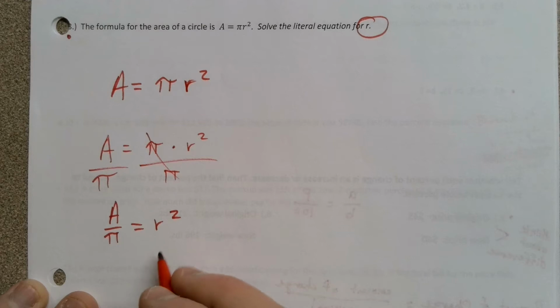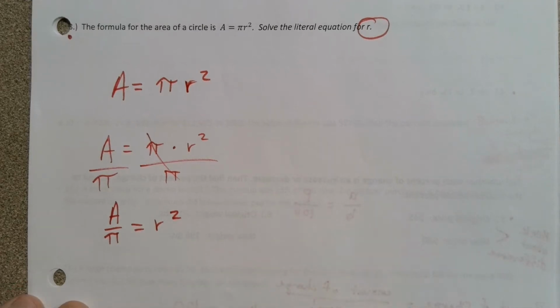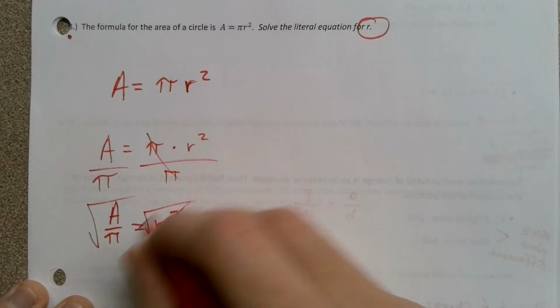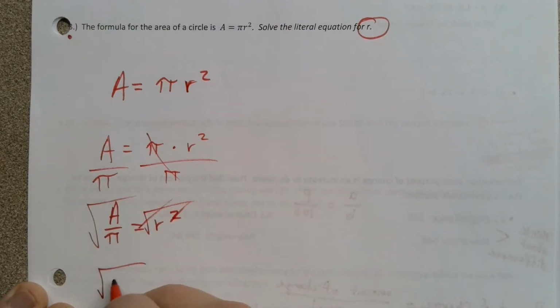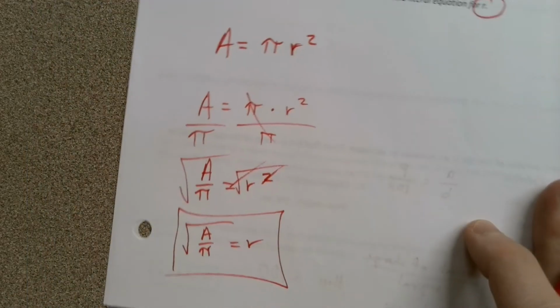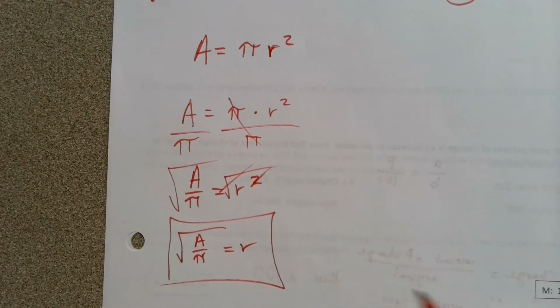To undo a square, we're going to do the square root. So I'm going to undo that by doing the square root of these. That's going to cancel these out, leaving us with the square root of A over pi equals r. Done deal. Just like that. We're just worried about getting r by itself. Do whatever you need to.